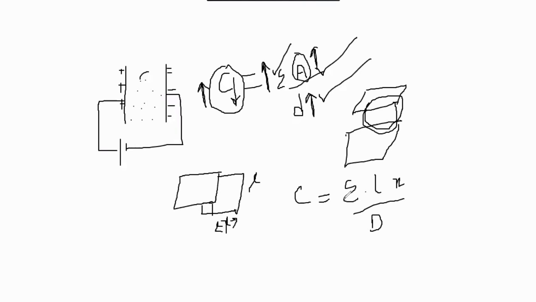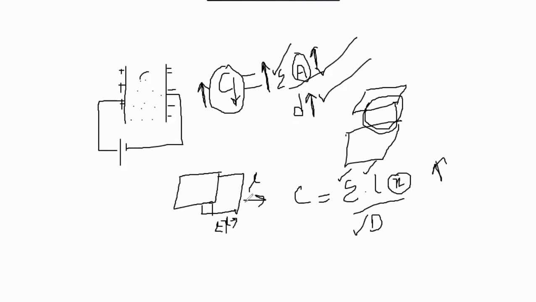So in this equation, epsilon is a constant. Length is a constant, which means your length is fixed, and d, that is the distance, is fixed. So what is changing? That is x. x is varying.